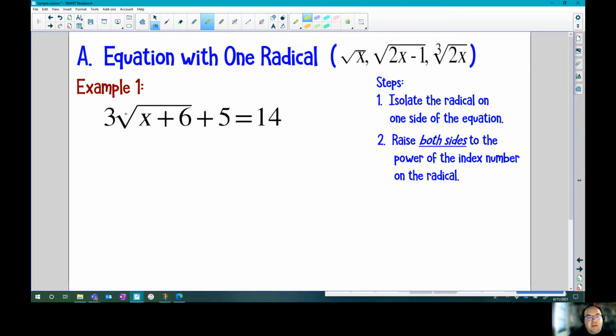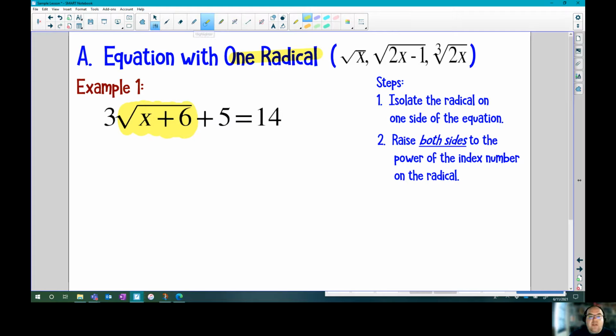So at this point, what we can do is look at this square root of x plus 6, the radical that's in this problem. It's just one radical in there. When there's just one radical, we have to do 2 things. We first have to isolate the radical on one side of the equation. And 2, we raise both sides to the power of the index number on the radical. It sounds complicated. It really isn't.